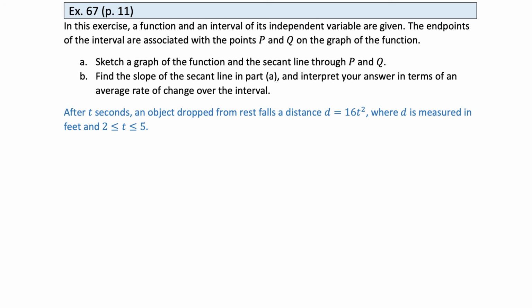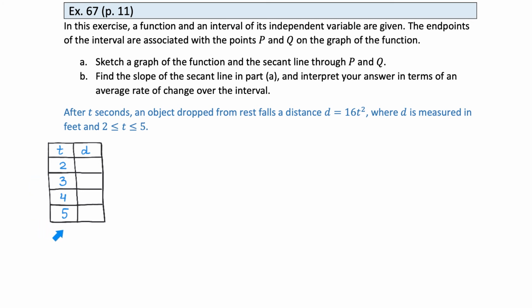So the problem is, after t seconds, an object dropped from rest falls a distance d that equals 16t squared, where d is measured in feet and t is any number from 2 to 5. So this is the function, and we will start by sketching the graph. For t, we will choose numbers from 2 to 5. So here we have the table, and for t, I chose 2, 3, 4, and 5. Each of these numbers will be replaced in this function.